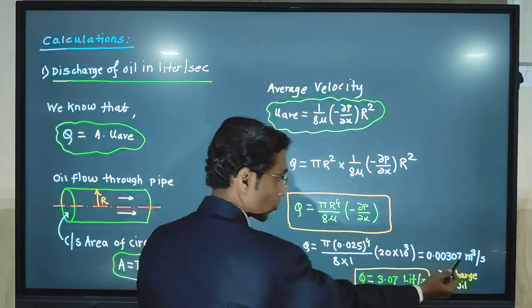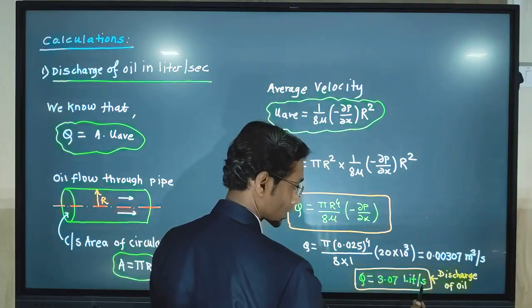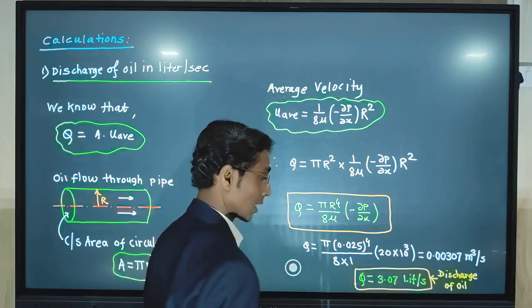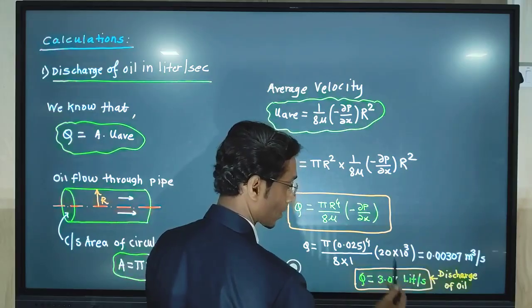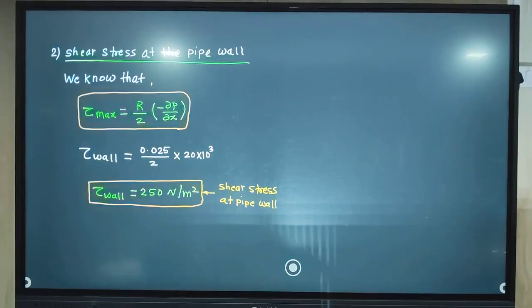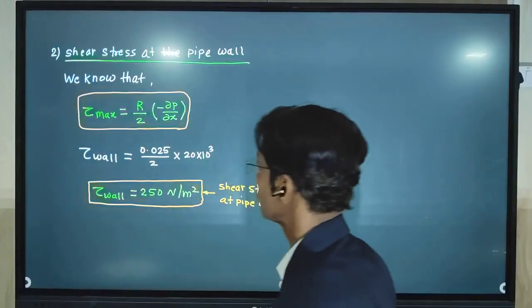So further, we convert this meter cube per second value to liter per second by multiplying this with 10 raised to 3. So this is what discharge of oil in liter per second. The second parameter asked is shear stress at the pipe wall.